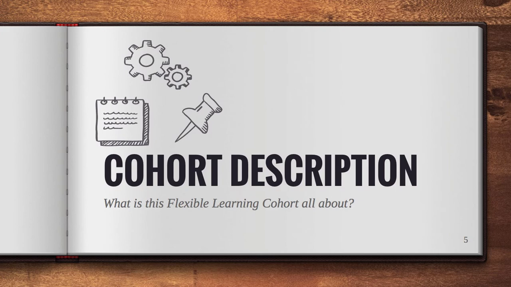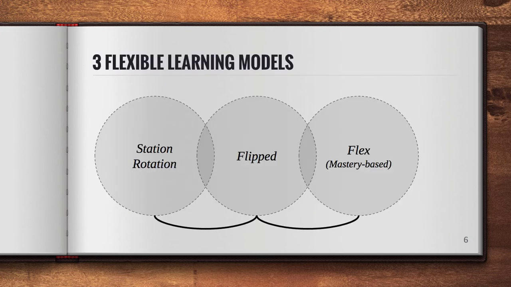So what is the Flexible Learning Cohort? What's it all about? Our members start the year learning about some different models of instruction: station rotation, flipped, and flex, which is often considered mastery-based, and then they choose a model that they want to implement in their classroom. We're very flexible on what we have members choose, so we don't say you have to exist in one of these circles. We often have people that create models of instruction that exist between circles or mesh some circles, so we're very flexible with the types of models that we help people implement.